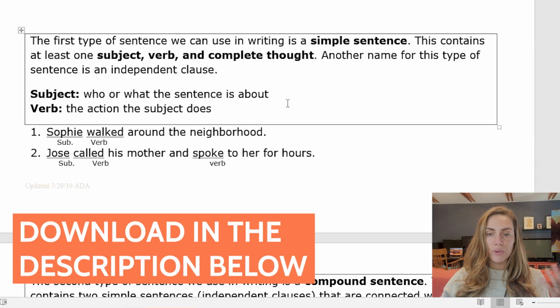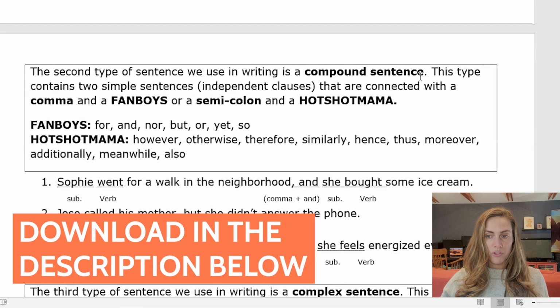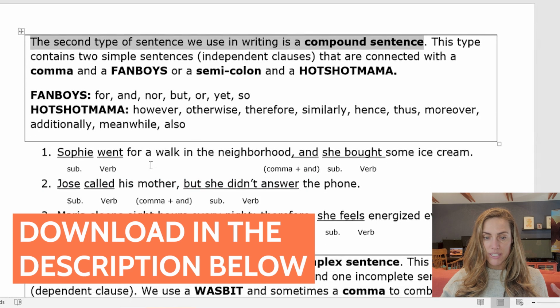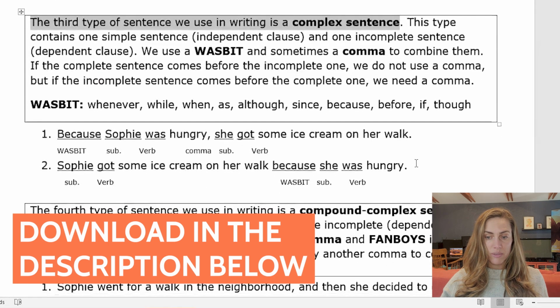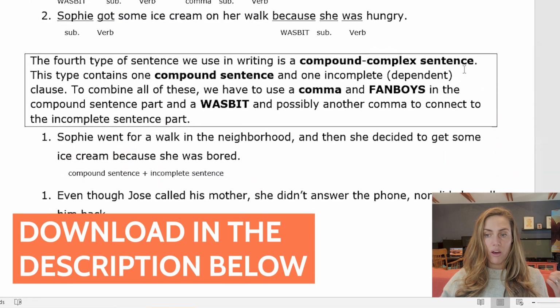But I do want to review here, right here, you can see here's the rule for the simple sentence, okay, and some examples. Here's the rule for the compound sentence with some examples. Here's the rule for the complex sentence with some examples. And here's the rule for the compound complex sentence with some examples.